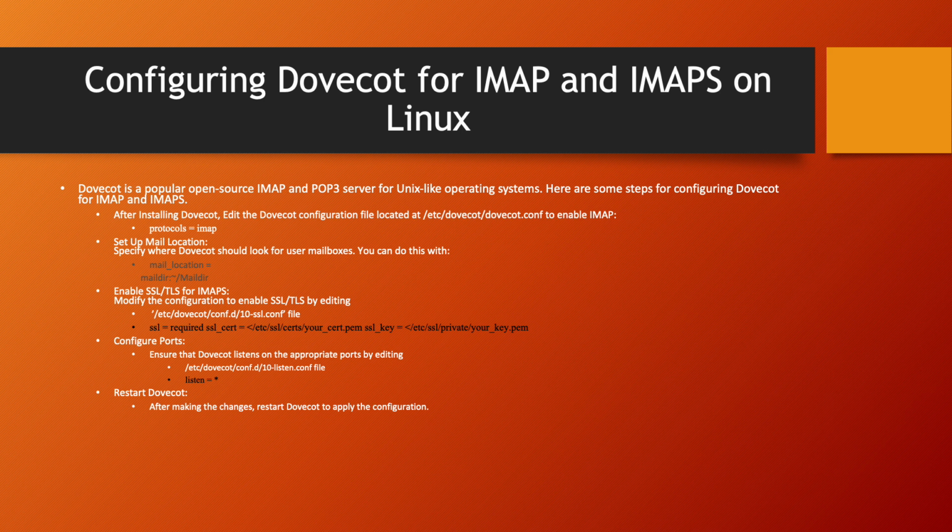Configuring Dovecot for IMAP and IMAPS on Linux. So, Dovecot is a popular open source IMAP and POP3 server for Unix-like operating systems. Here are some steps for configuring Dovecot for IMAP and IMAPS. After installing Dovecot, edit the Dovecot configuration file located in this directory to enable IMAP. Then you set up the mail location, where you specify where Dovecot should look for user mailboxes. You can do this with this command here.